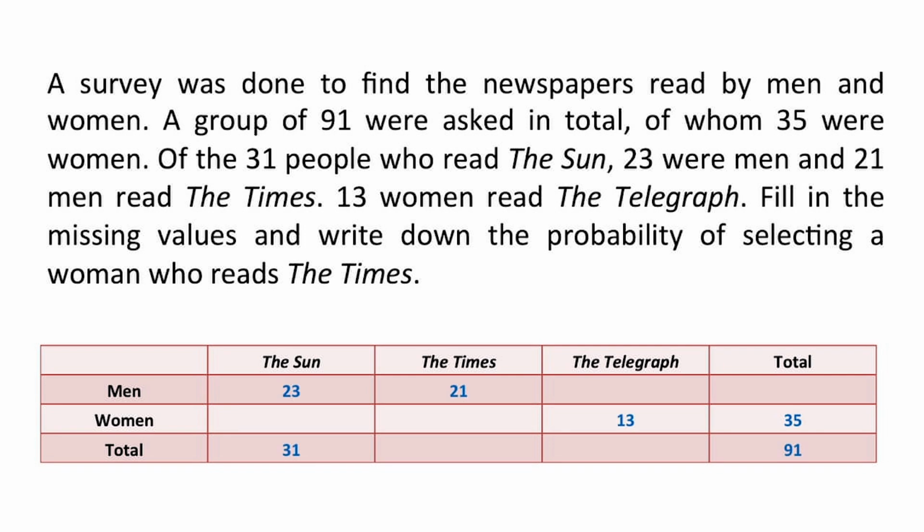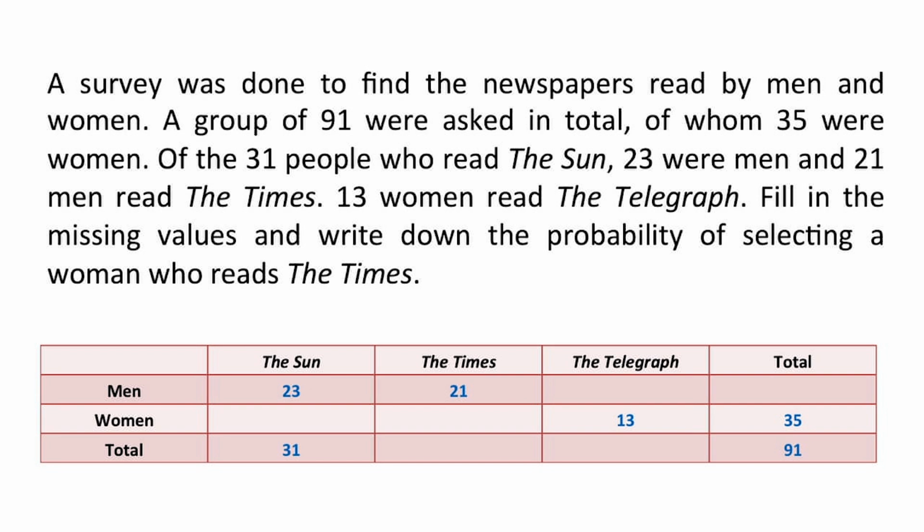Well, here is where all of our answers would go. We've shown that 23 men out of 31 read The Sun. We've shown that 21 men read The Times. We've shown that 13 women read The Telegraph. And then we've shown that 35 women in total were asked, and also that our grand total was 91. So we've taken all the information they've given us in the question and put it into the two-way table. And now all we have to do is to fill in all of those missing values.